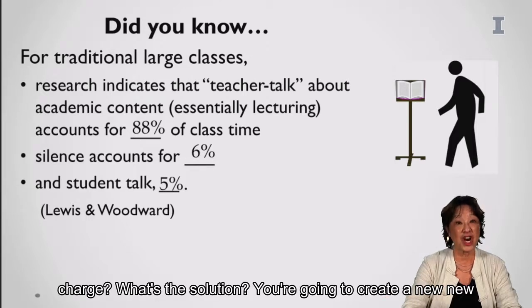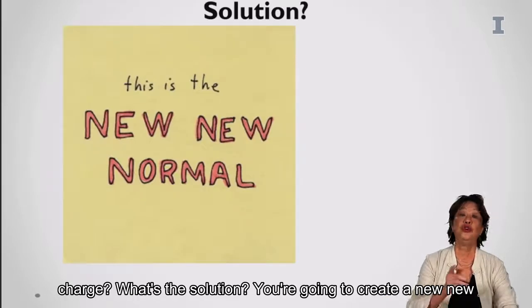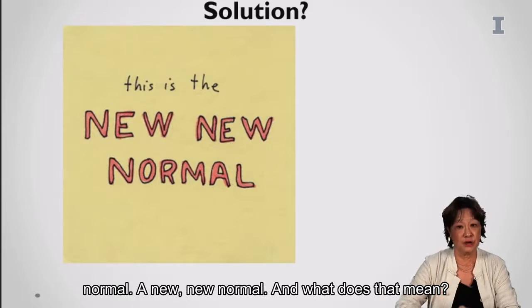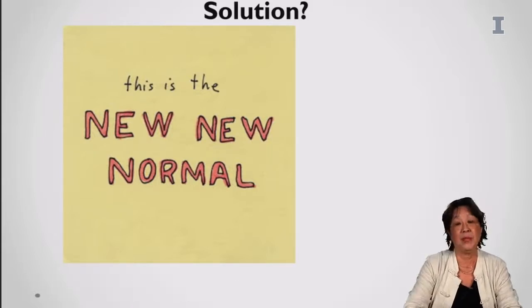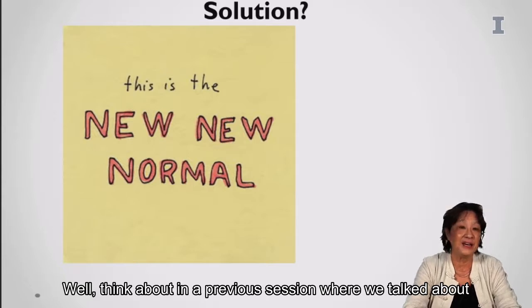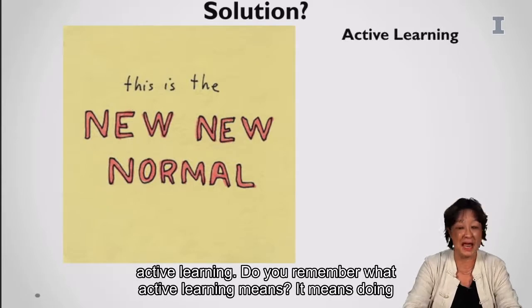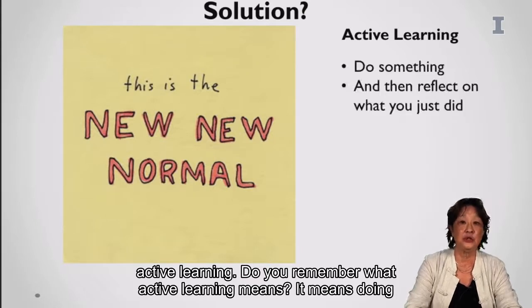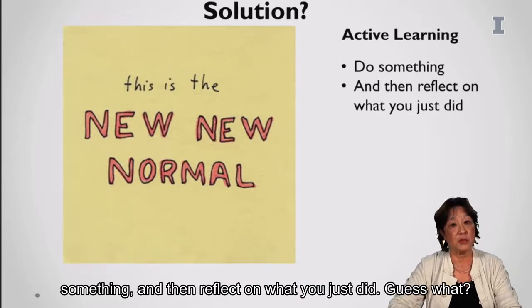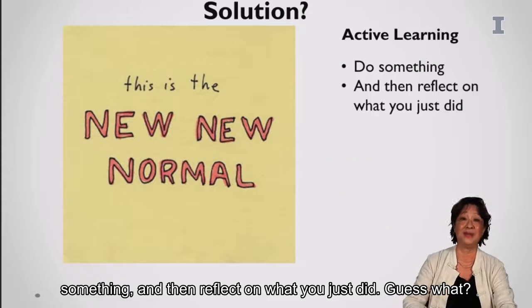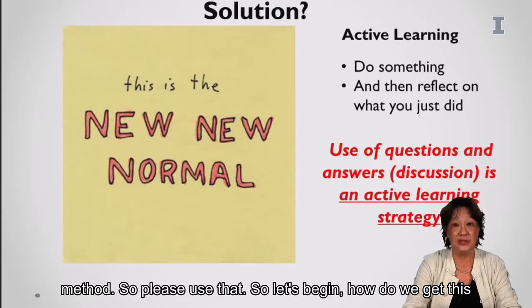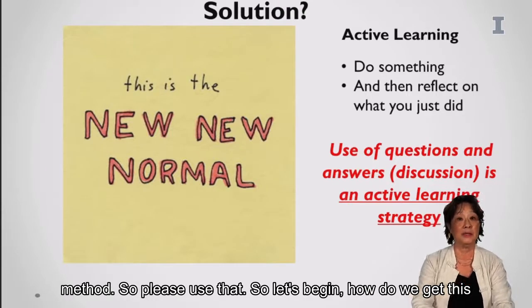So what is your charge? What's the solution? You're going to create a new normal. A new normal. And what does that mean? Well, think about a previous session where we talked about active learning. Do you remember what active learning means? It means doing something and then reflecting on what you just did. Guess what? Question and answers or discussion method is an active learning method. So please use that.